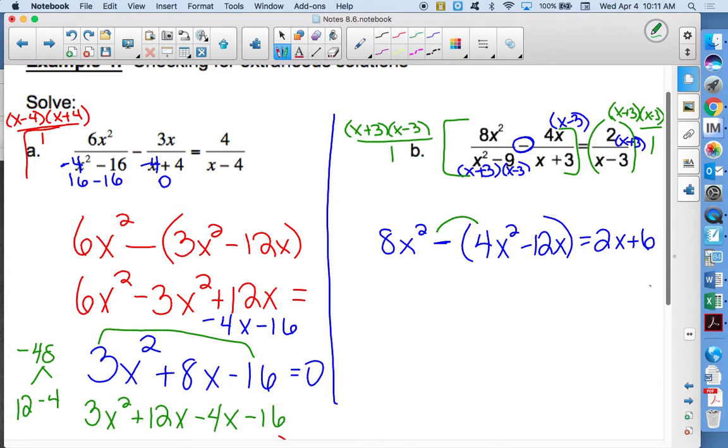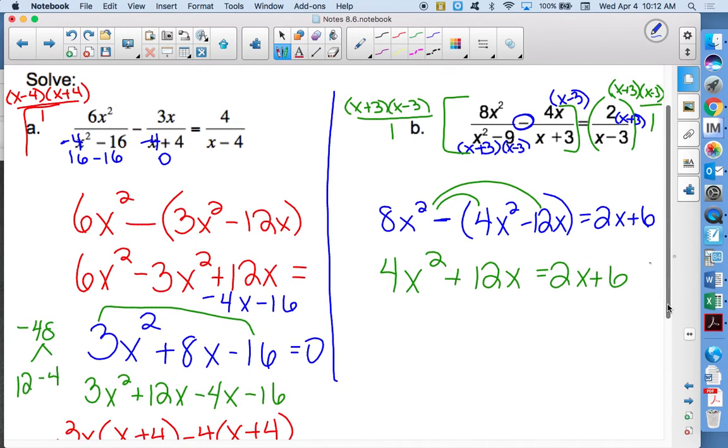So distributing the negative through and combining like terms, 8x squared minus 4x squared is 4x squared. A negative 12x with the negative sign becomes a positive 12x. And then on the other side is 2x plus 6. Just be really careful with that negative sign. That negative really changes the whole problem, and you're going to get a different answer if you don't apply that negative to both parts that were with the 4x. So the 4x squared was negative, the negative 12 and the negative also now make it a positive 12x.